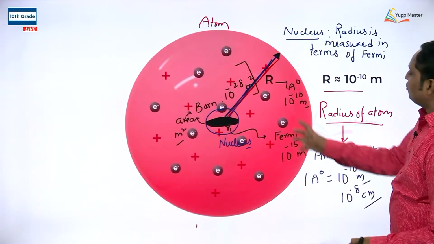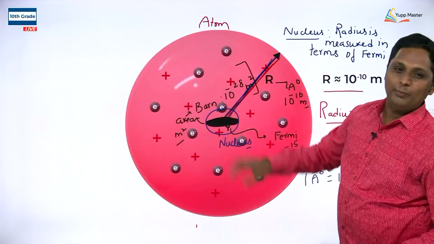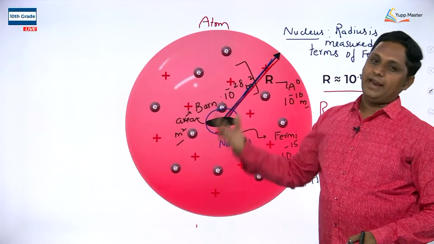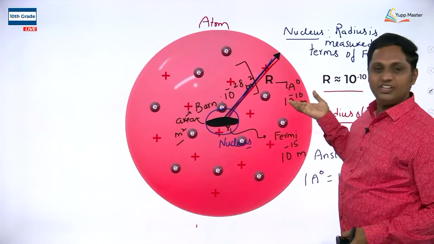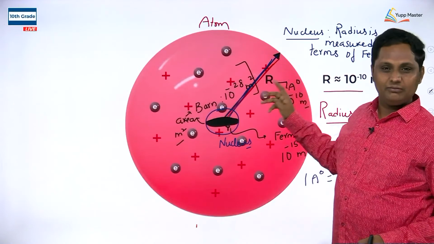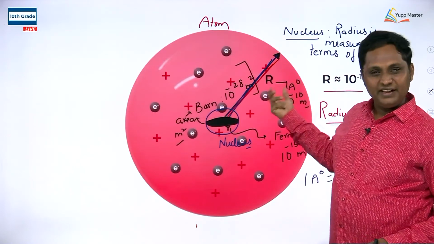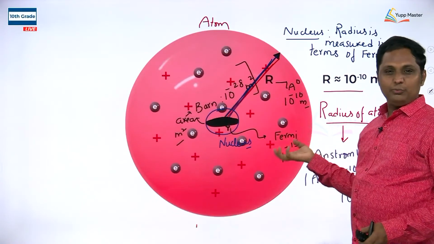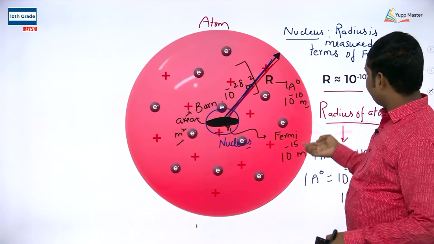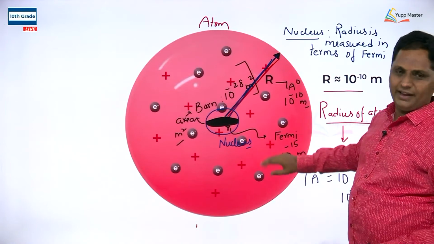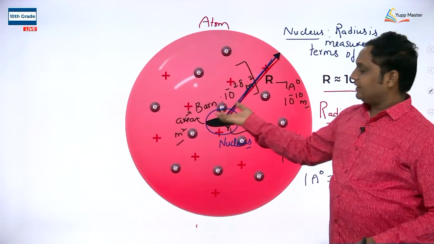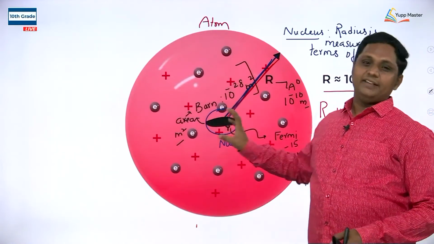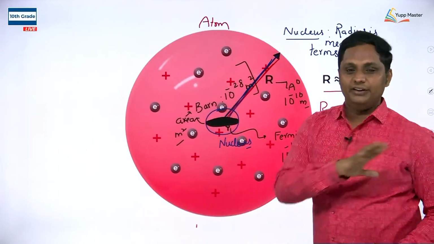You are all going to know about this microscopic phenomena. The radius of the atom may be in the range of 10 power minus 10 meter, that is the nearest value, and the radius of the nucleus in Fermi is going to be 10 power minus 15 meter. Inside the nucleus, the radius has been constrained in terms of Fermi. It is very clear.